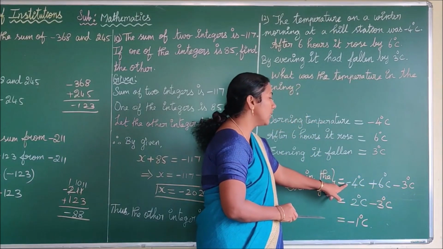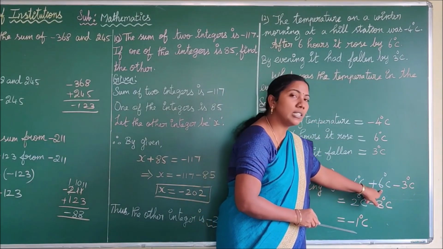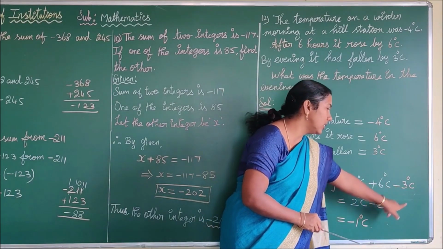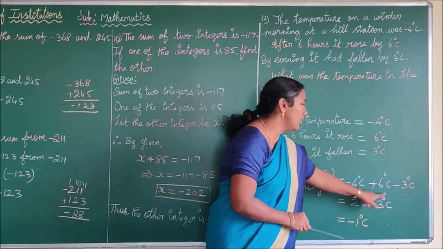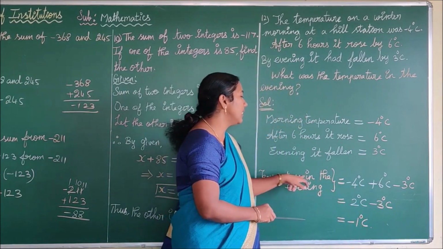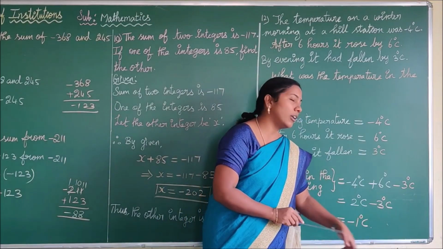So add first minus 4 degrees Celsius and 6 degrees. What do you get? 2 degrees Celsius. And write minus 3 degrees Celsius as it is. And then evaluating these two, you get minus 1 degree Celsius. Thus, the temperature in the evening is minus 1 degree Celsius.